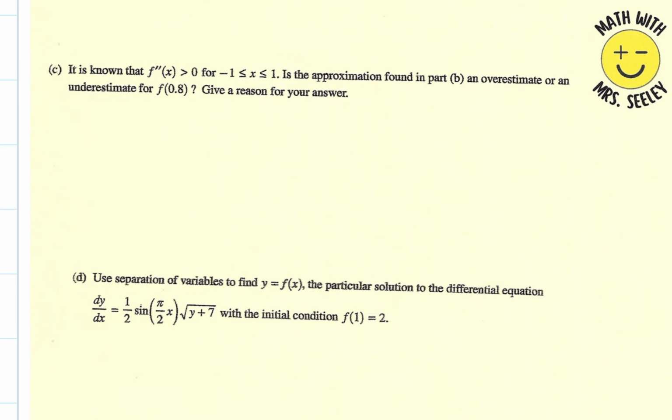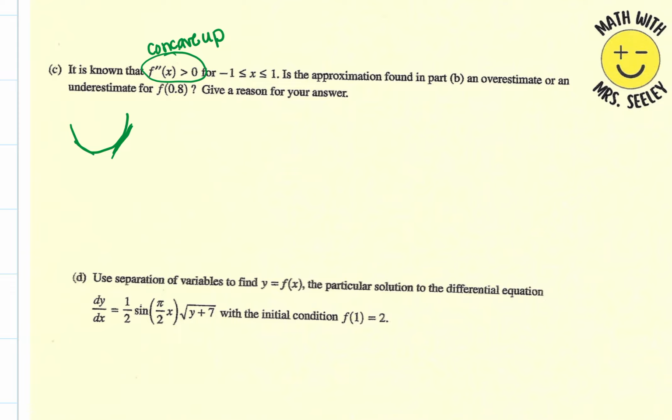C part. It says it's known that the second derivative is positive over this interval. So is that approximation that we just found in part B an overestimate or an underestimate? And then give a reason for our answer. You know that if the second derivative is positive, that means that we are concave up. Just get a visual of that. Concave up would mean that the curve could hold water, so to speak.